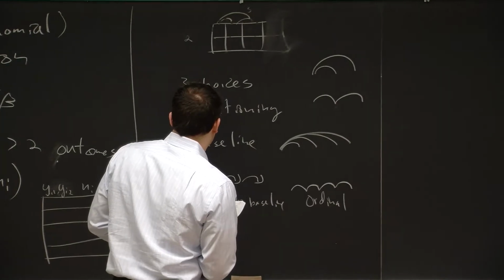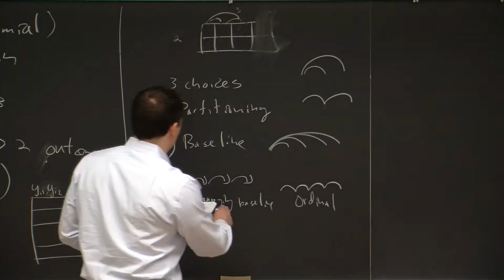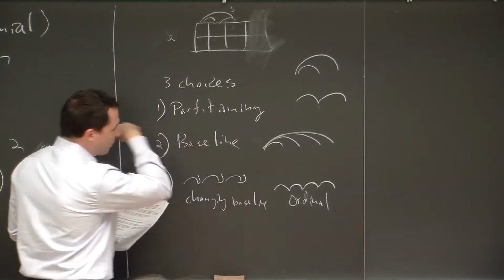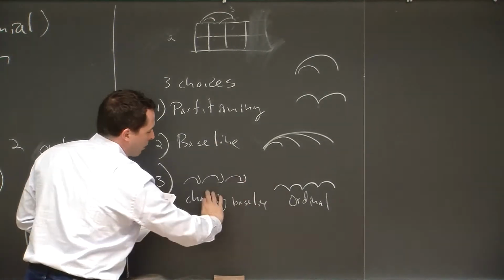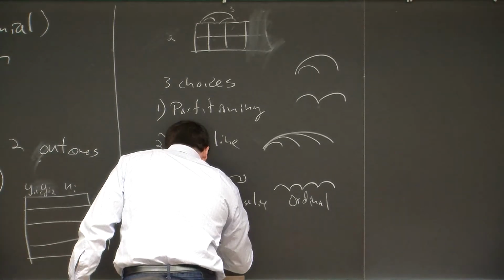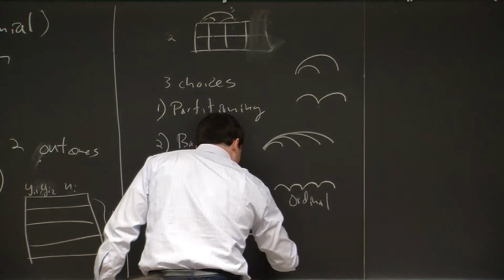That's right. The other thing to note is that when we use models like inherently ordinal models, or even partitioning models, or baseline, in any of these, one of our goals will be to reduce the number of parameters.